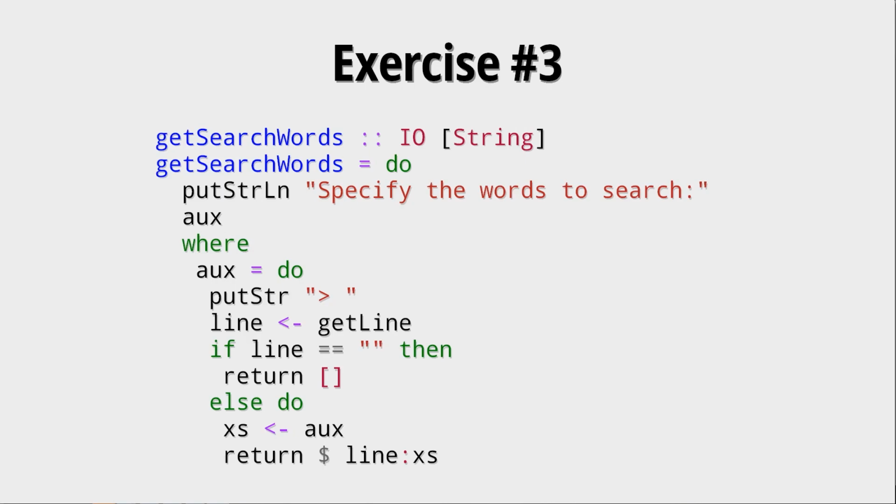So what it does is it prints the prompt and it gets the line. It checks if the line is empty, and in this case, it returns the empty list. If not, it gets the result that we get from a recursive call, so meaning from the next call that we have to aux, and then it returns the first line that we had with the rest of the input of the user. And thusly, we get all the search words in the correct order, actually.